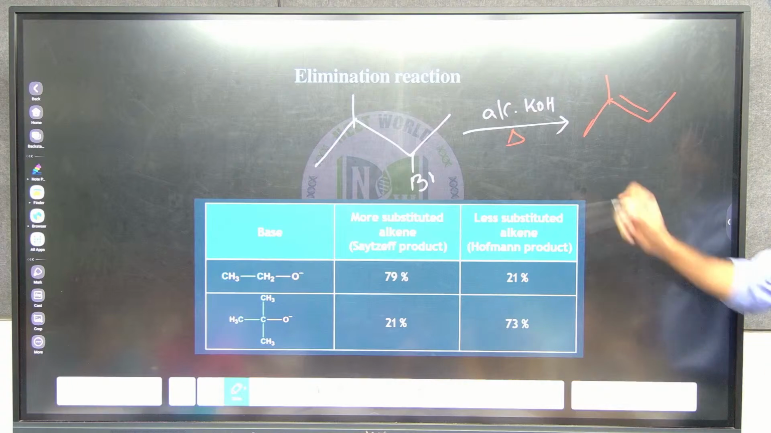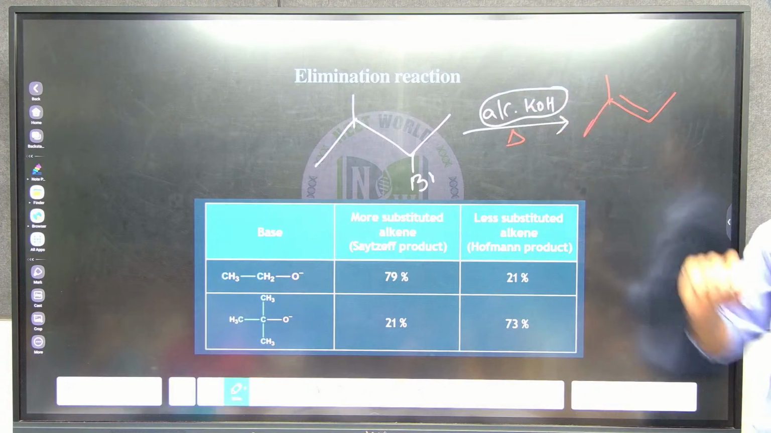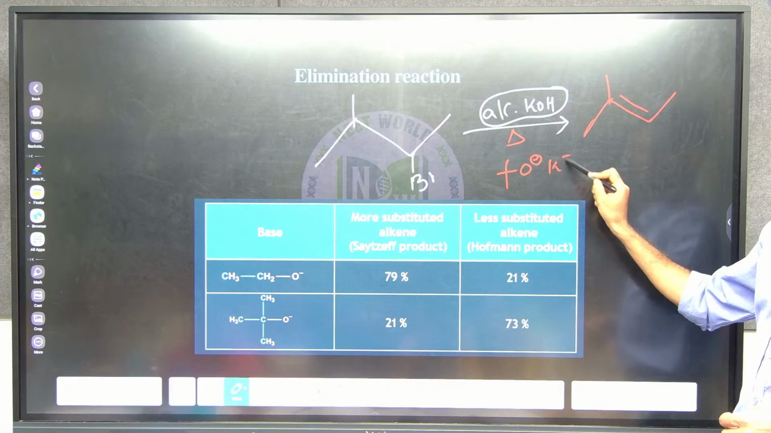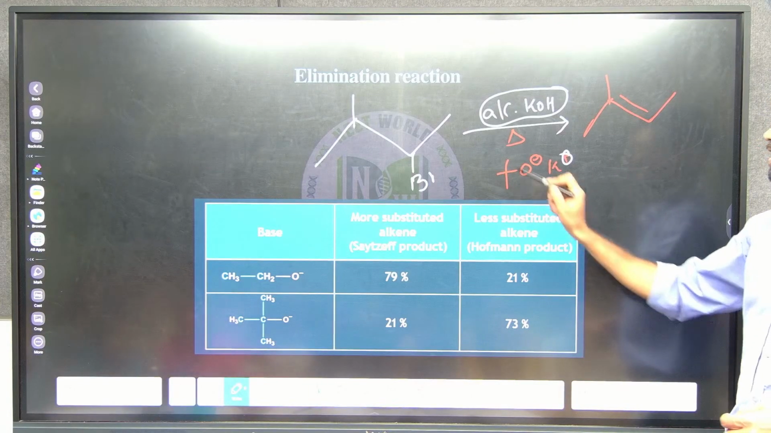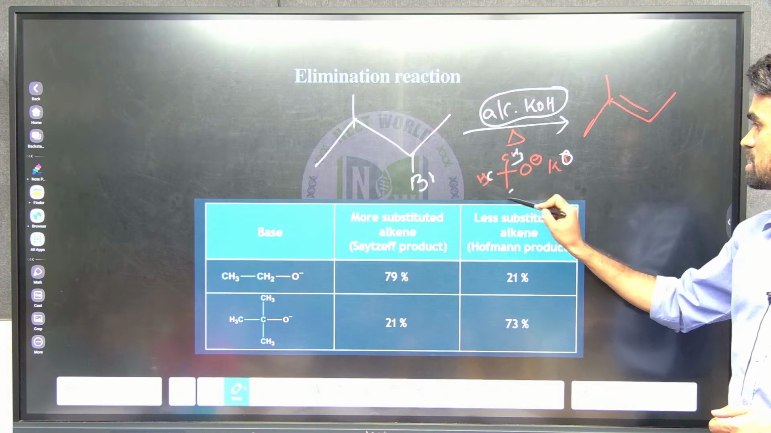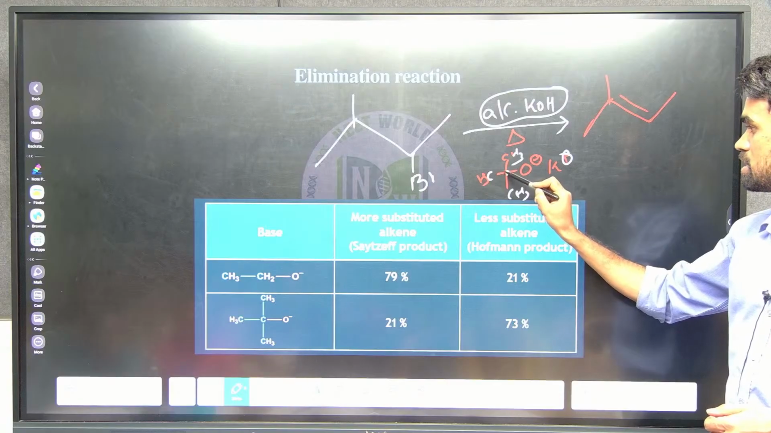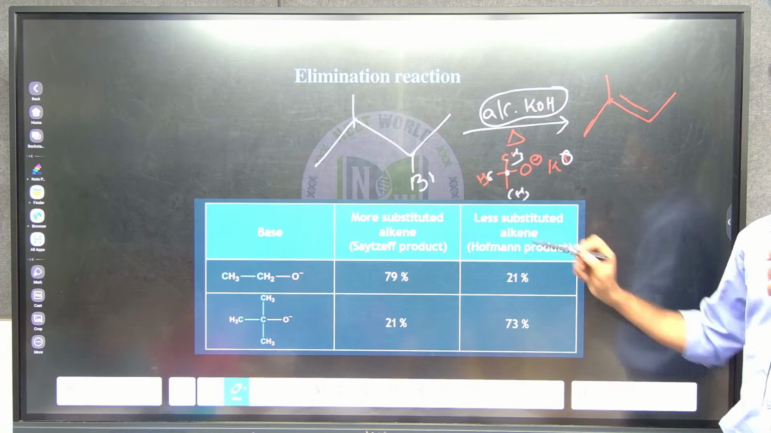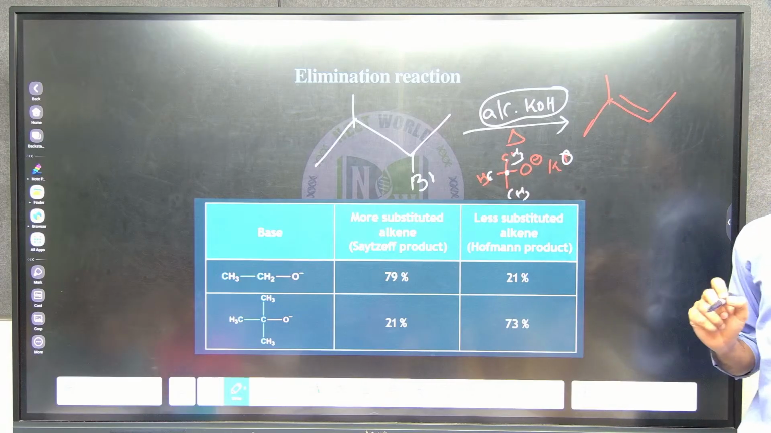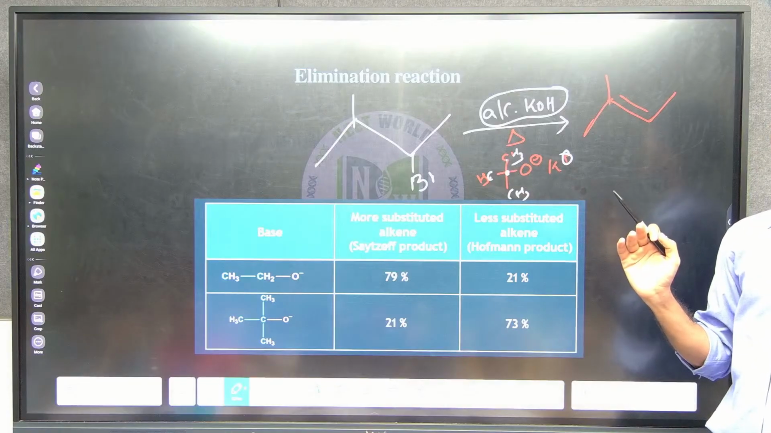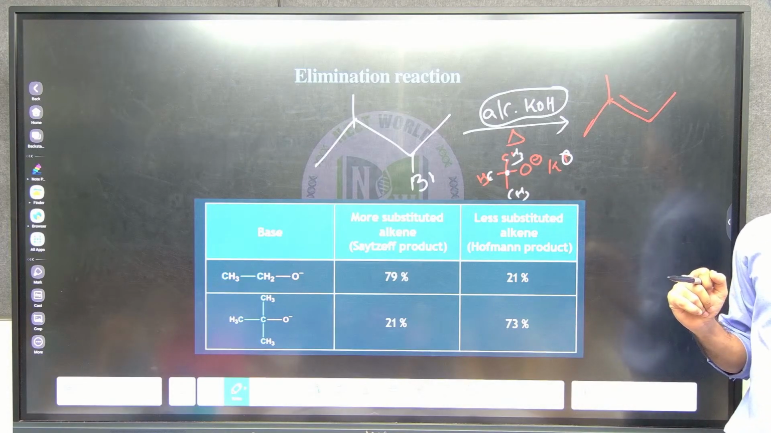Next one. Instead of using this small base, I am using this one. What is this? Plus means? This is methyl groups. How many methyl groups? 3. Here one more carbon is there: 1, 2, 3, 4. 4 carbon means butyl, so you should say tertiary butoxide ion. So now this is a small base or a bulky base? So now what happens? What type of product is formed?